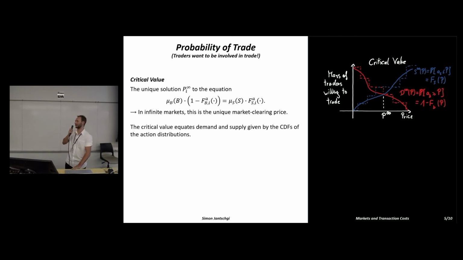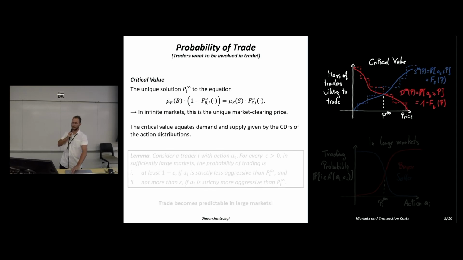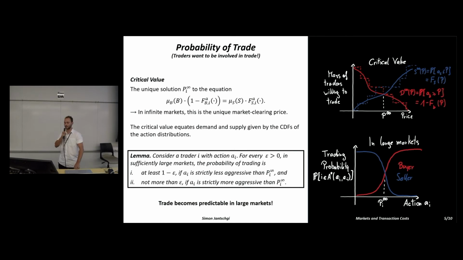This is the critical value, which is basically the market price in an infinite market where demand and supply are drawn, and is simply given by the action beliefs of a trader. And what we find in large markets is that trade actually becomes predictable, because this trading probability converges to a 0-1 step function.